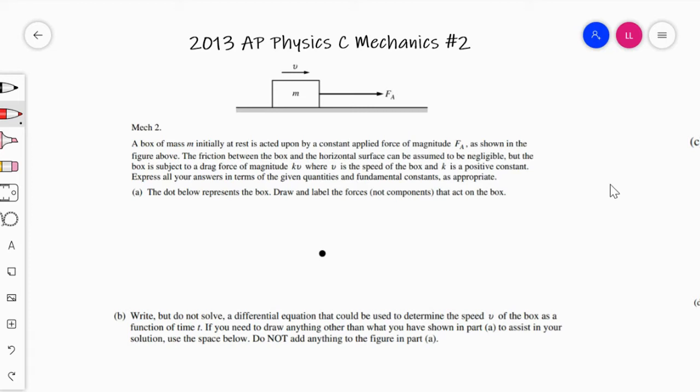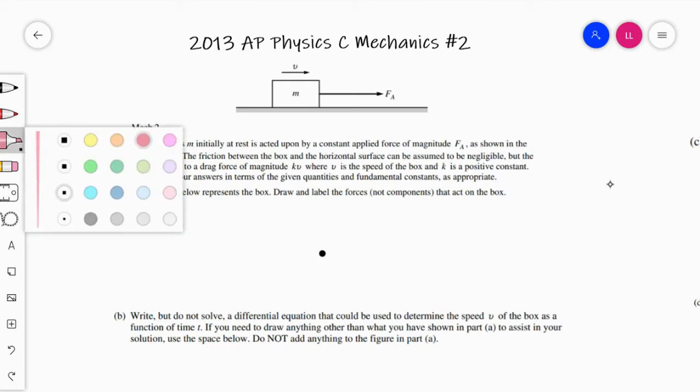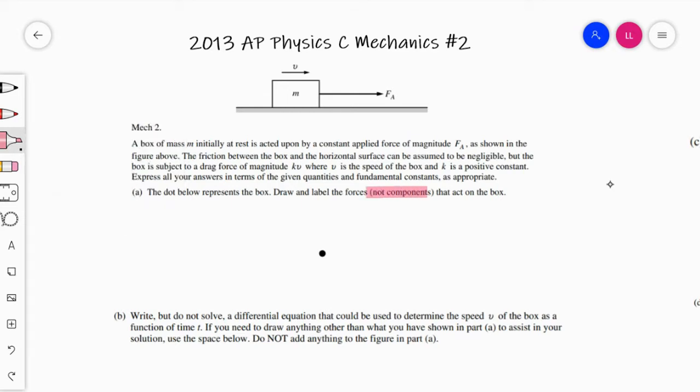Okay, so again, this is just an algebraic expression. Typical part A: the dot below represents the box. Draw and label all the forces, not the components. Remember that the "not the components" part is very important, especially if it was at an angle, right? You don't want to draw the x and y components on there, because this is really the only time that College Board will take points off of your free response section.